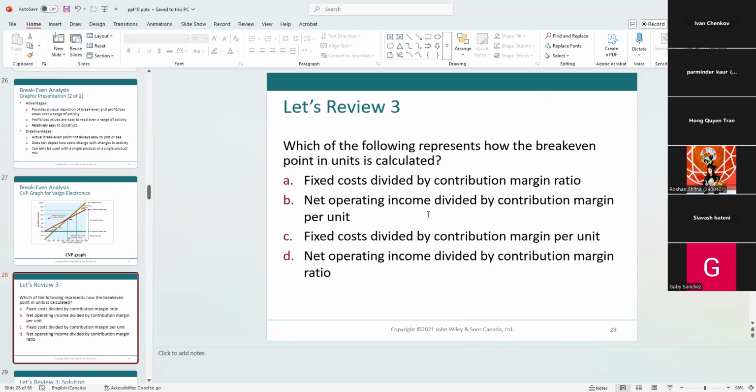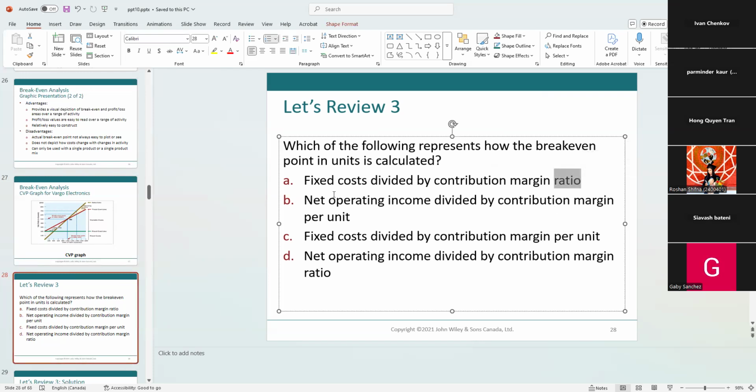C. We're chasing per unit, right? Which one do you say? C. It's C. If I get A, what am I going to get? Break-even point in dollars, in dollar amount, right? Because I'm chasing the ratio. Once you see ratio, that will be total sales. When you see per unit, you're going to get units.